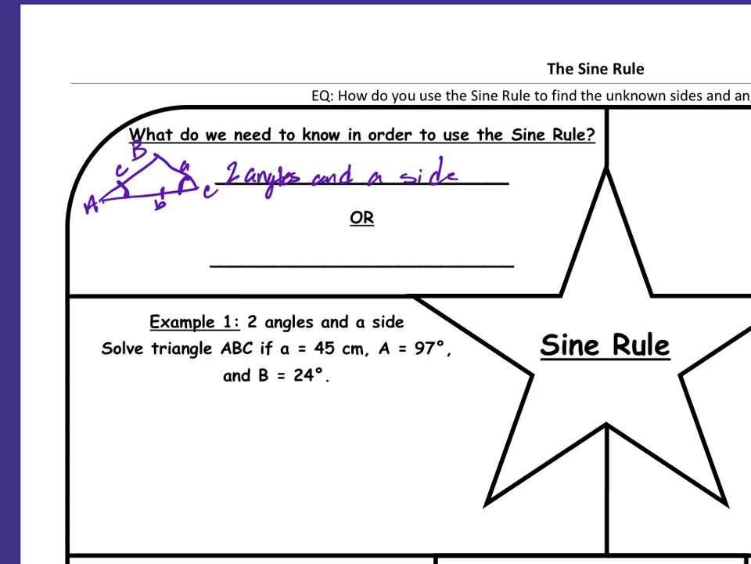The other is if I know two sides and a non-included angle, which means if I have my triangle with angle A, angle B, angle C, side A, side B, side C, and I have this side and this side, I need an angle that's not included, which means I can't have angle C. I could have angle A or angle B. That's what I need to know to be able to use the sine rule.